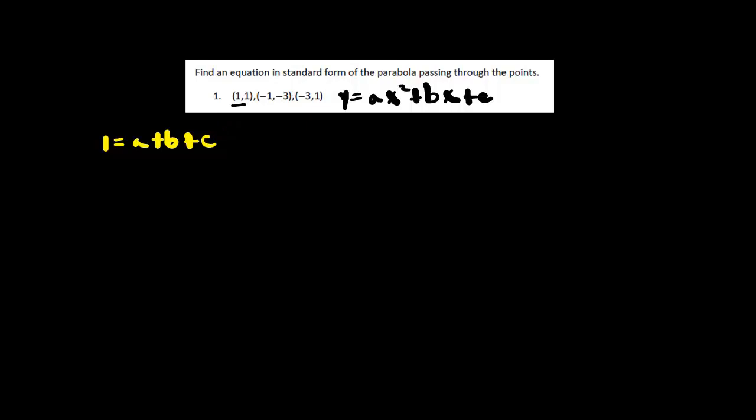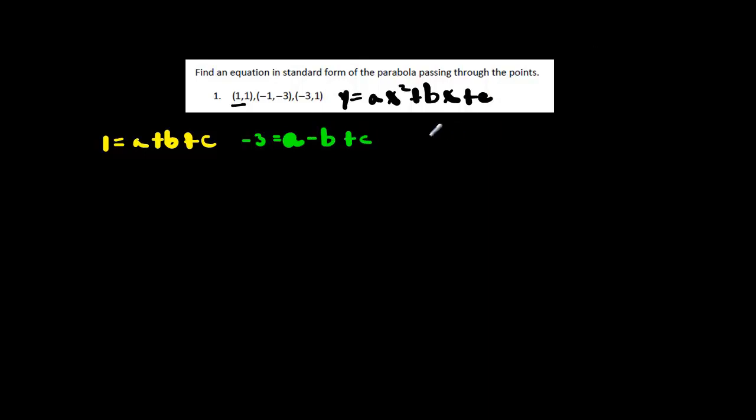Next I'll do this one. So y, which is -3, equals ax squared. So we're squaring this and multiplying it by a. So -1 squared is 1. 1 times a is a. b times -1 would be -b, and then plus c.